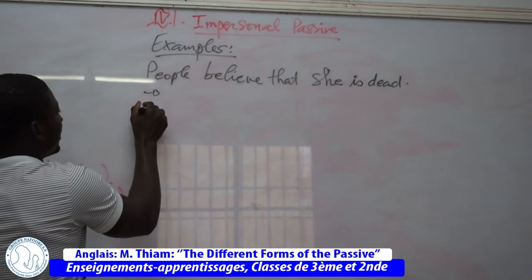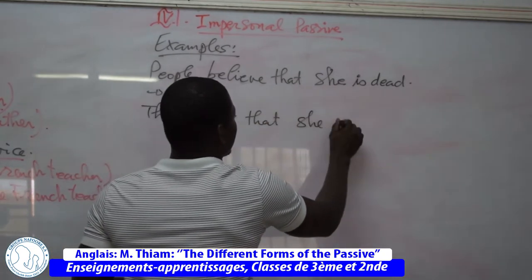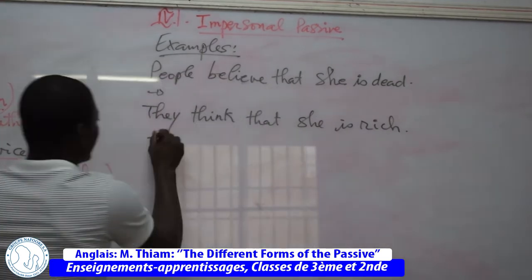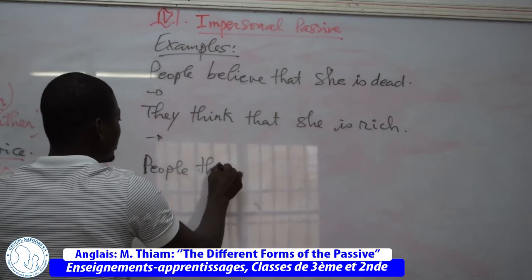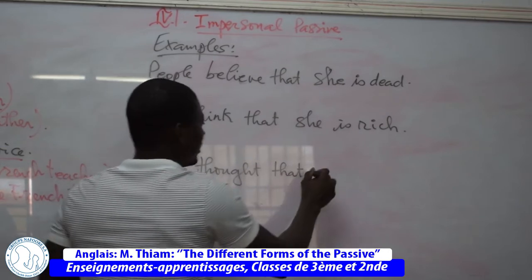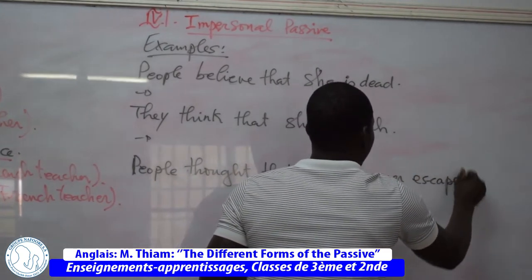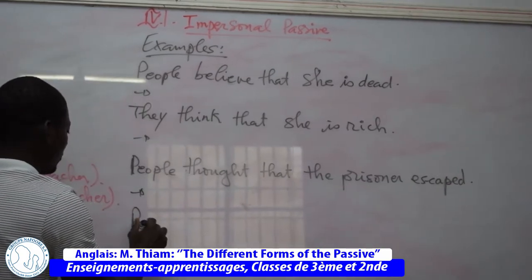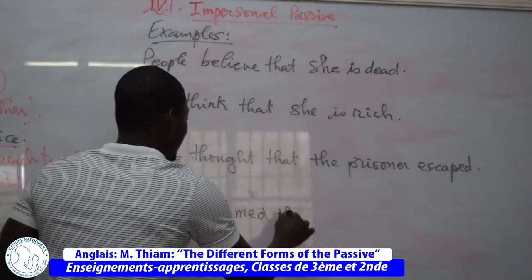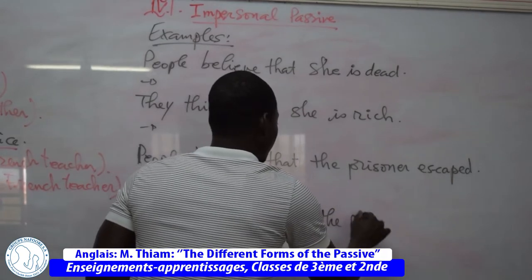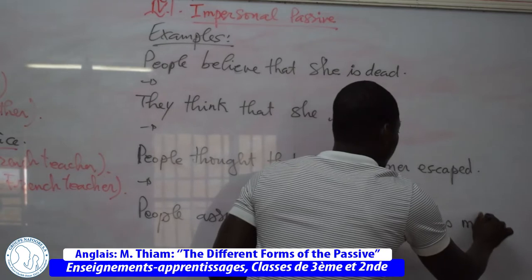Okay? Another example. They think that she is rich. Okay? People thought, change the tense, thought that the prisoner escaped. People assumed that the president was murdered.